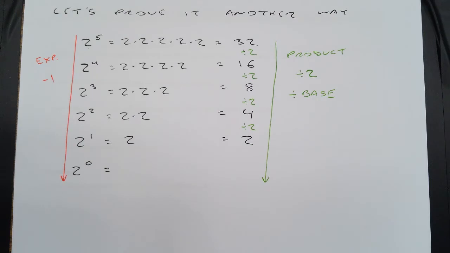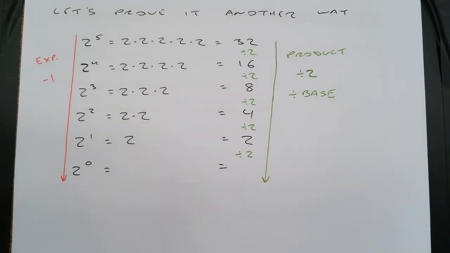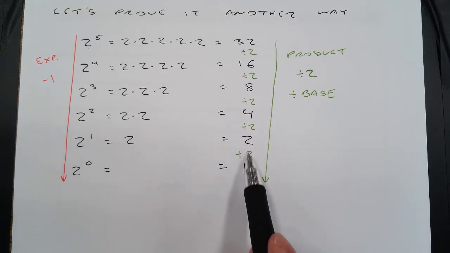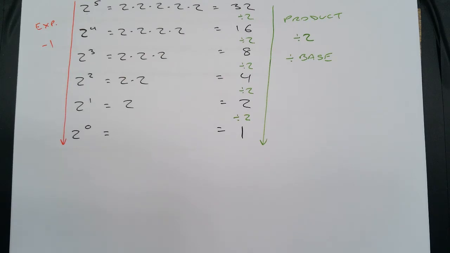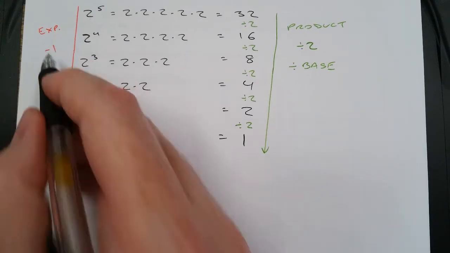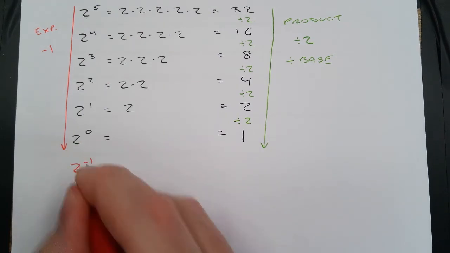And yesterday I showed you that you keep going. 2 divided by 2 makes a 1. That's why anything to the 0 power is 1, because we just keep dividing by the base. This is the pattern we saw yesterday in the video. You are familiar with it. But let's keep following the pattern. And we'll just keep following the rule, exponent minus 1. So now we get 0 minus 1 is negative 1.